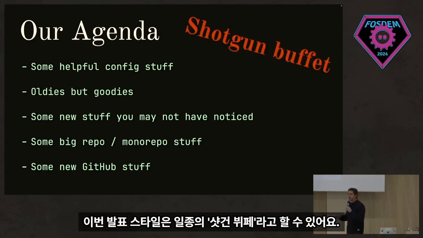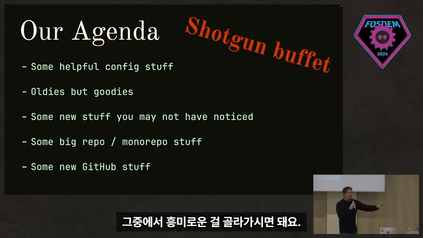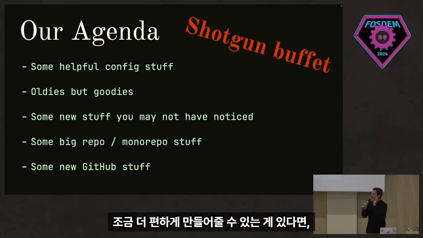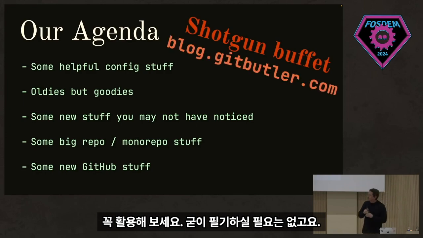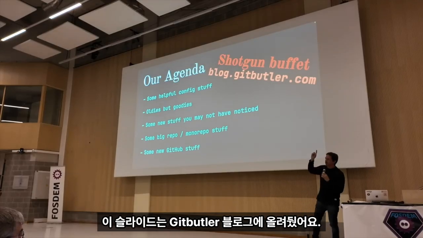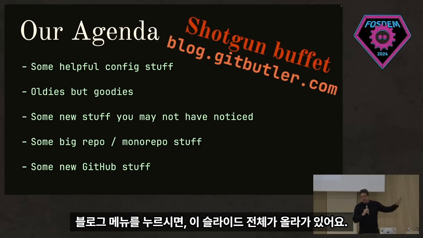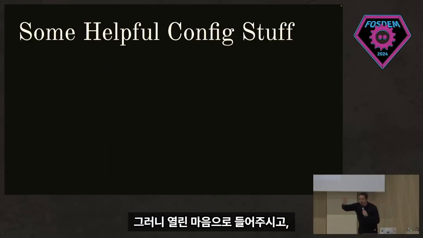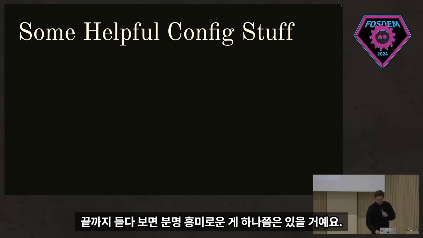The style of this talk I want to call a shotgun buffet. So I'm just going to throw a bunch of stuff at you. Take what you might find interesting. If there's something that might make your daily life a little bit easier, a little bit better, please take it. You also don't need to take notes. I put these slides on our blog at GitButler. So if you go to gitbutler.com, go to the blog, this whole slide deck is on there if there's something you want to reference later. So just keep an open mind. Let the shotgun buffet hit you in the face and see if there's something interesting at the end.